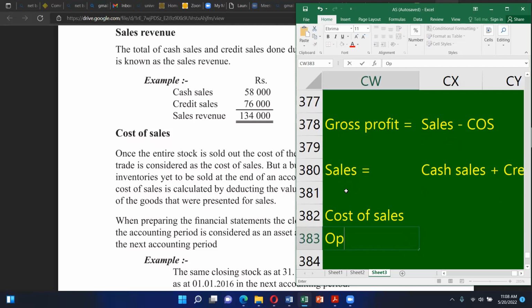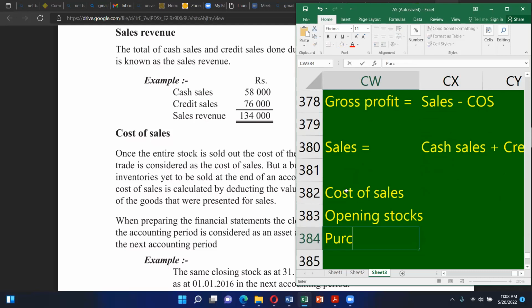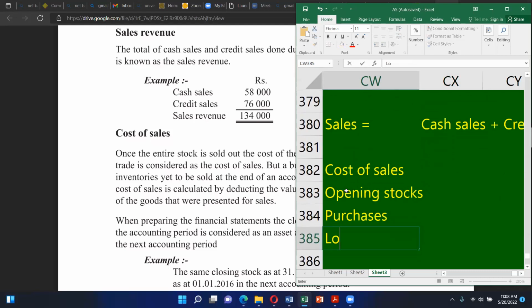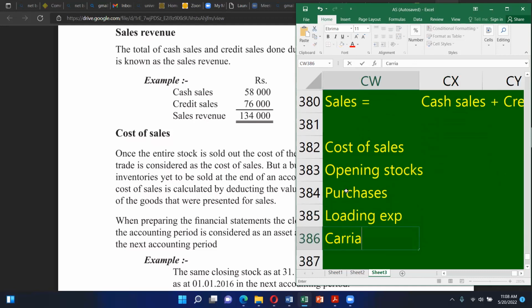Opening stocks plus purchases plus loading expenses plus carriage inwards.